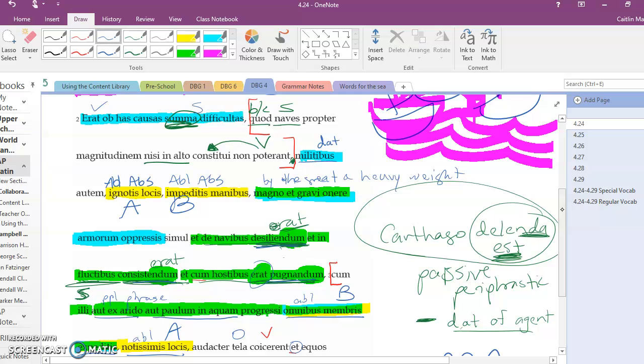So I'm really just looking at the first half. There was a summa difficultas because, and inside my quod clause, I'm going to have my own subject and verb, right? The naves, propter magnitudinem, non poterant, and then I need an infinitive, to consisti, or to be constituted, nisi in alto. Cool. And then I get the militibus, which they're a person. I look at them and they're either dative or ablative, but since they're people, I'm going to assume they're dative, but I'm going to keep going and find out why.